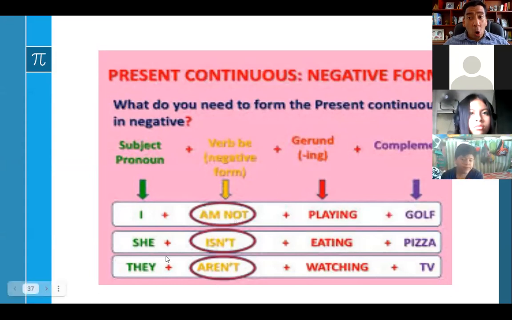She is not or she isn't eating pizza. As you can see, you can use the complete form, but you can also use the contraction. You already know that. Ya lo saben, ¿verdad? Finally, they are not or they aren't watching TV. As you can see, if you want to make negative statements, you only add the word not after the verb. You can use the complete form, but you can also use the contraction.